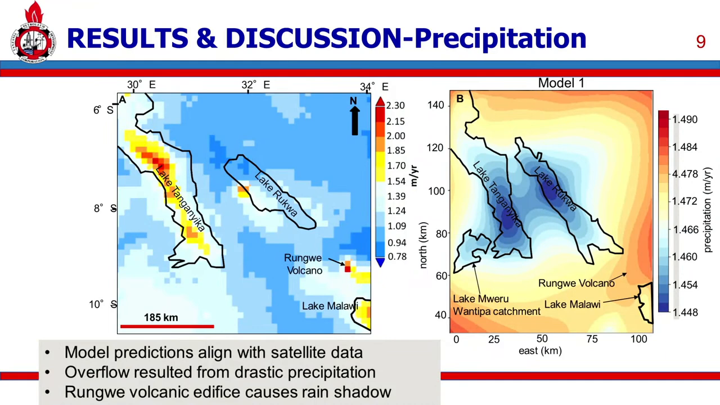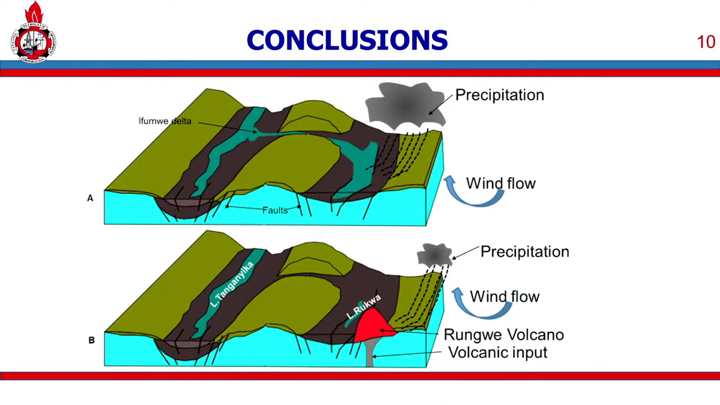I will not go through this, but in general, we were trying to compare the satellite data set with the model results. So in conclusion, what we see in the Karema area in terms of the deltas were possibly generated or deposited as the overflow of Lake Rukwa into Lake Tanganyika.